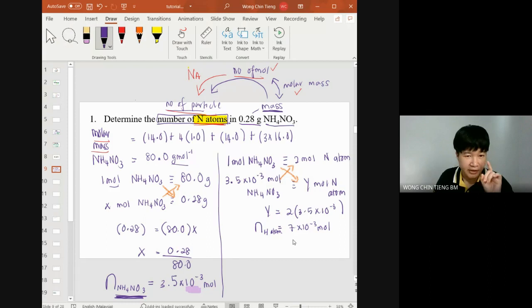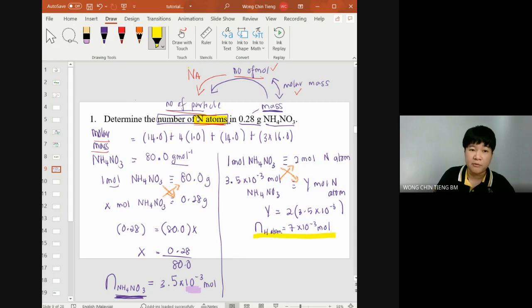Mesti kena label. When I mark your work last week, I realised that masalah antara yang paling besar adalah kamu tak suka label jawapan kamu. So at the end of the day, saya tak tahu apa yang kamu kira, kamu pun tak tahu apa yang kamu kira. So every value that you calculate, make sure you have what are you calculating. So sekarang soalan minta number of mole of nitrogen atom, saya dah ada. Soalan minta number of nitrogen atom, saya dah ada number of mole dia.